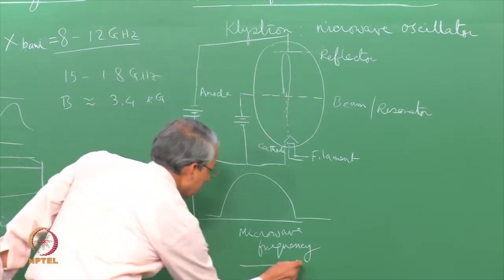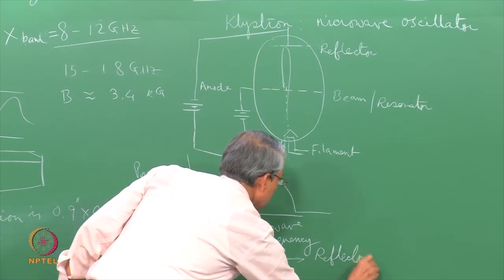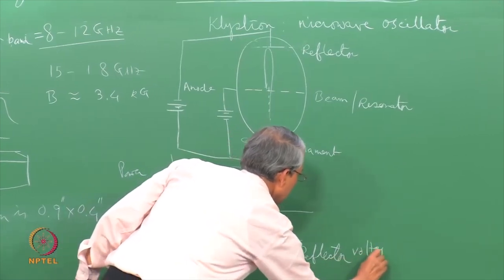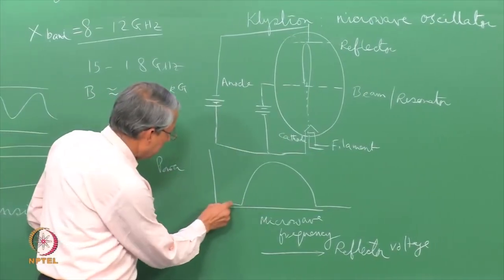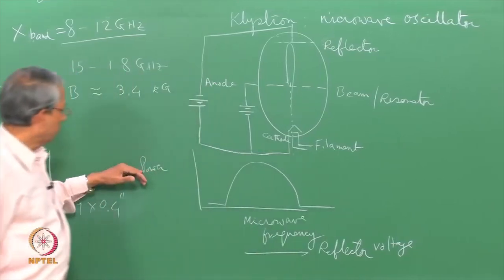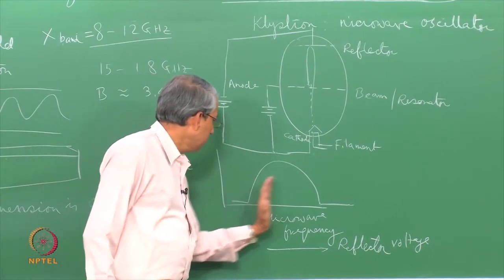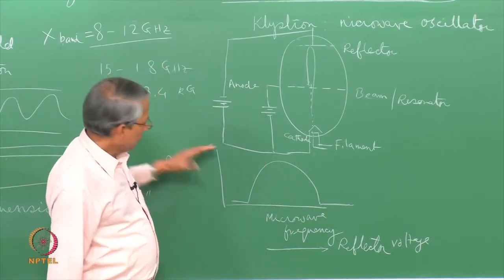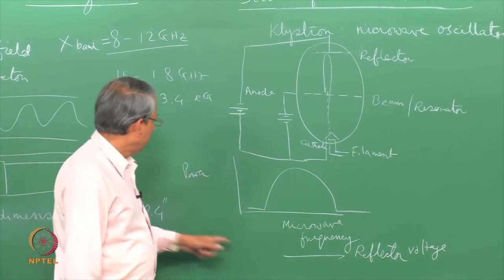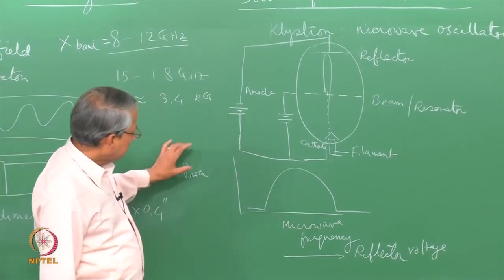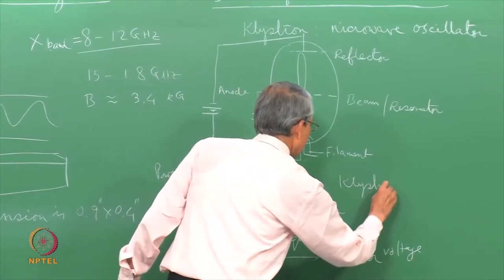So, this axis could as well be written in terms of the reflector voltage. Now, you see that when the reflector voltage is this and this, there is no output of microwave. Only when the reflector voltage is a certain allowed value, from this to this, does the microwave power come out. This behavior is characteristic of the klystron, and we call this figure, that is output power as a function of the reflector voltage, the klystron mode.